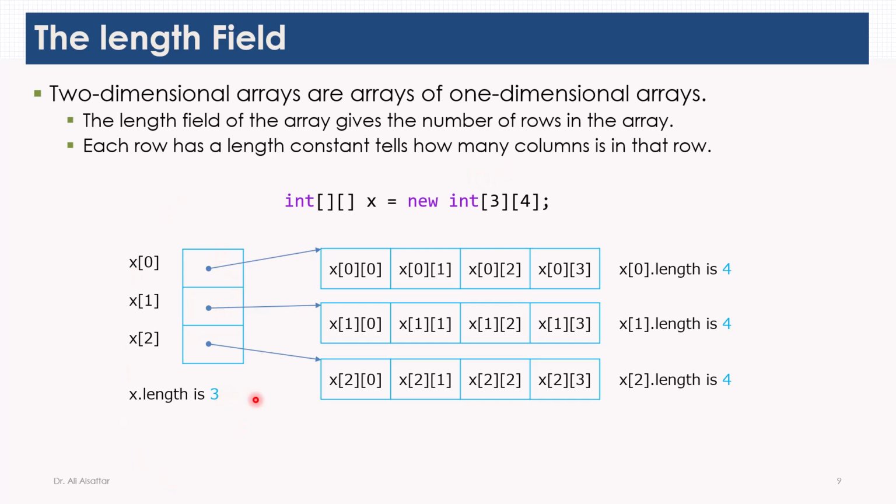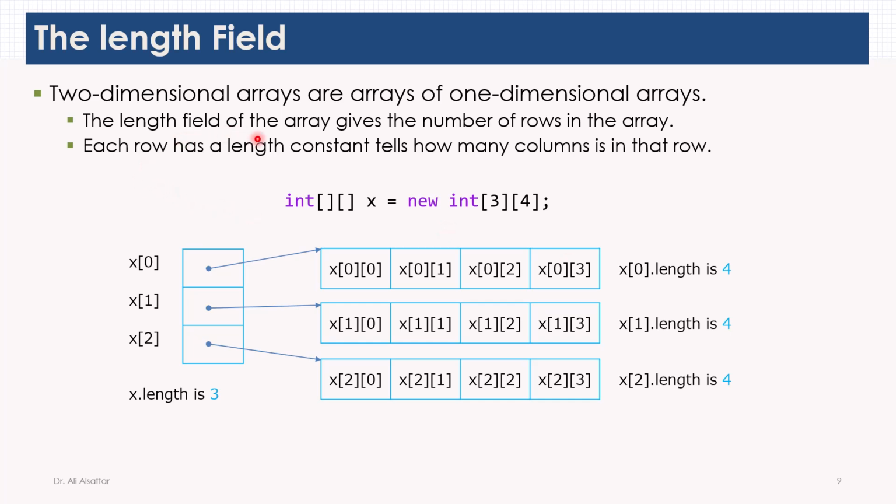Therefore, if you want to know the number of rows, simply use dot length on the name of the array. Now, since each index variable of the first array is pointing to another one-dimensional array, when we use dot length on this one-dimensional array, it will give us the number of elements in this array, which represents the number of columns. So if you use dot length on any of these index variables of the first array, it will give you the number of columns. In summary, for any two-dimensional array, if you want to know the number of rows, simply use dot length on the name of the array. And if you want to know the number of columns, simply use dot length on any of the index variables of the first array.